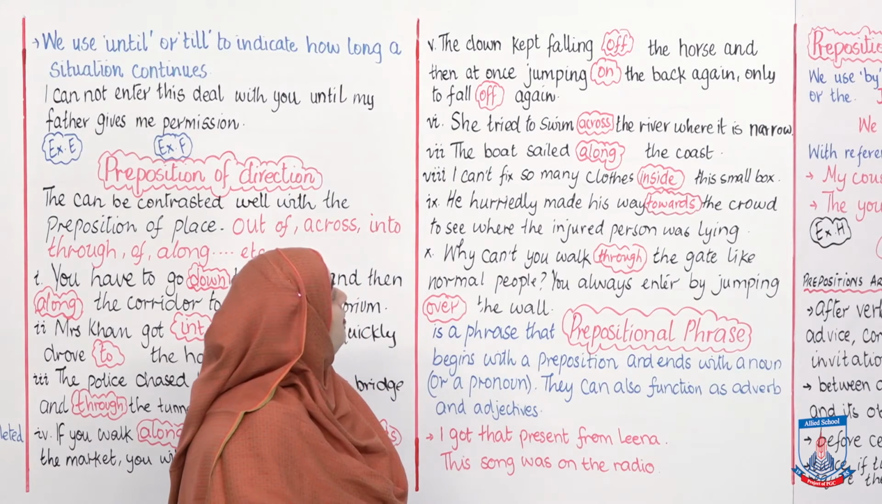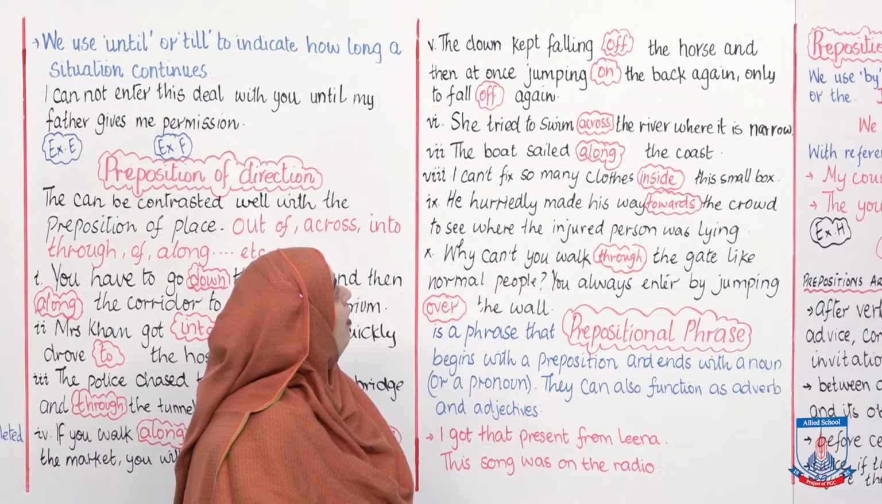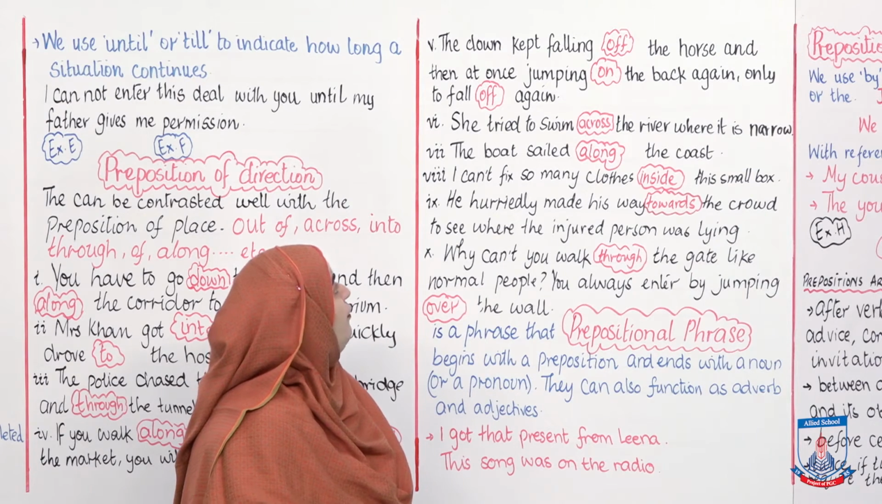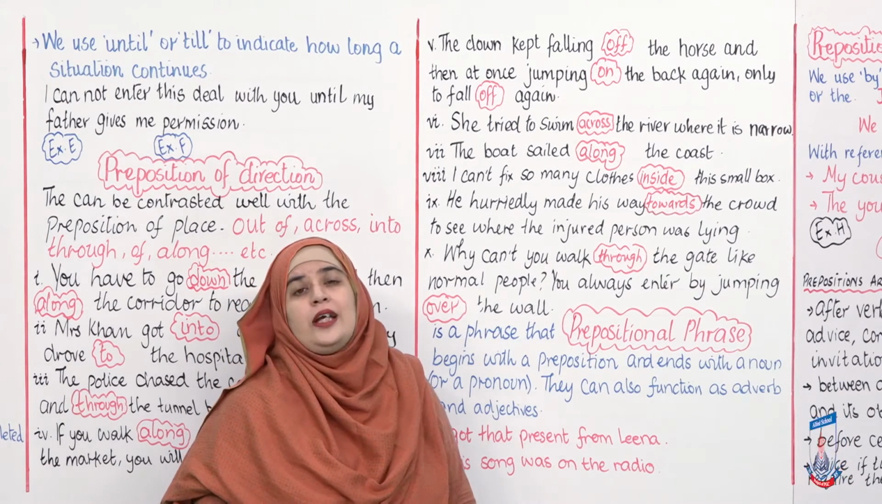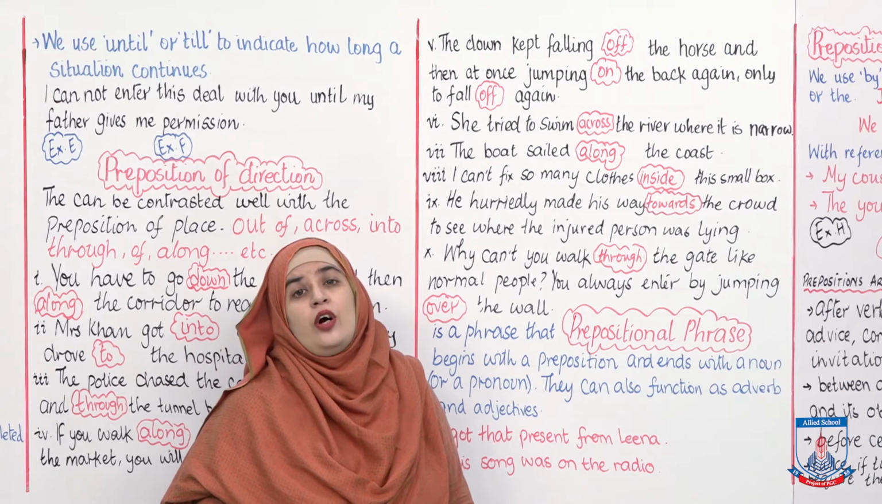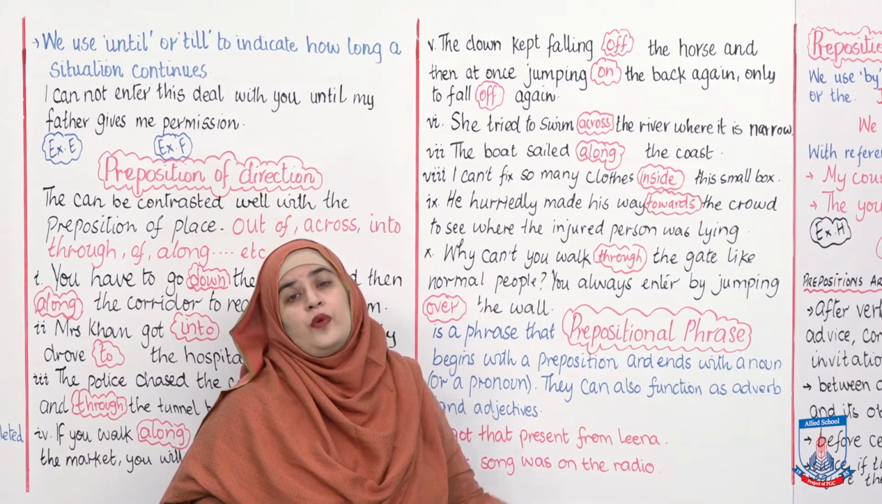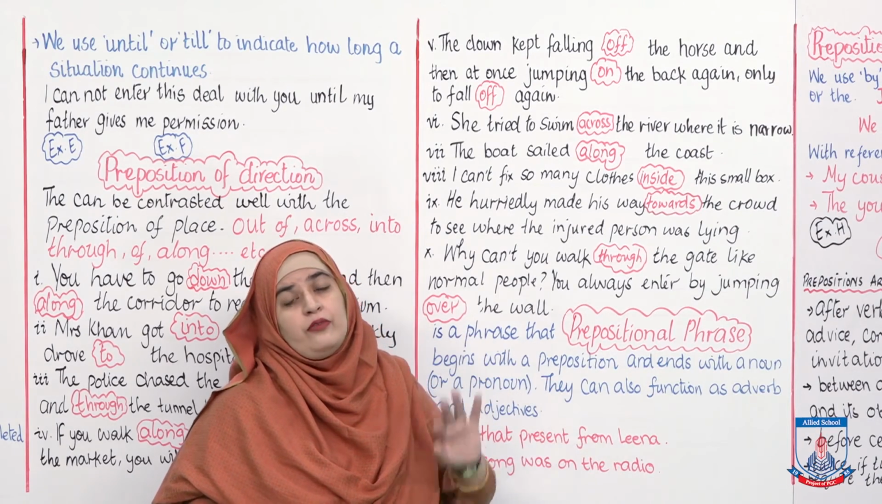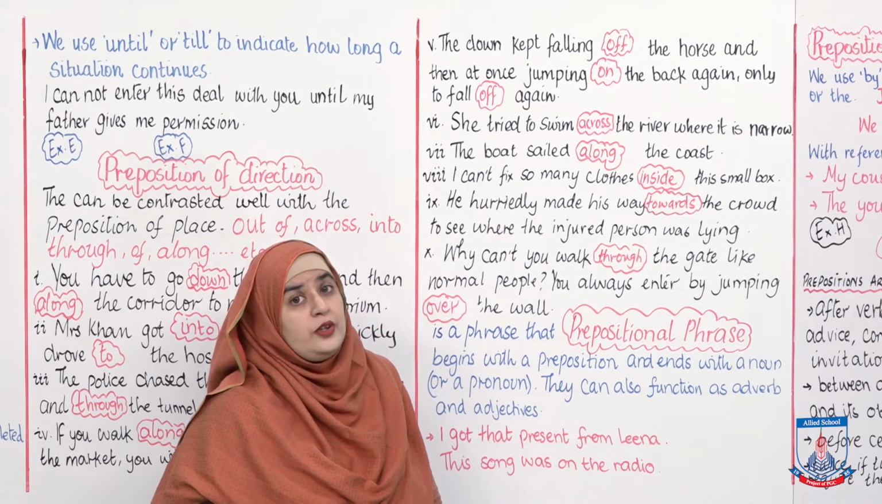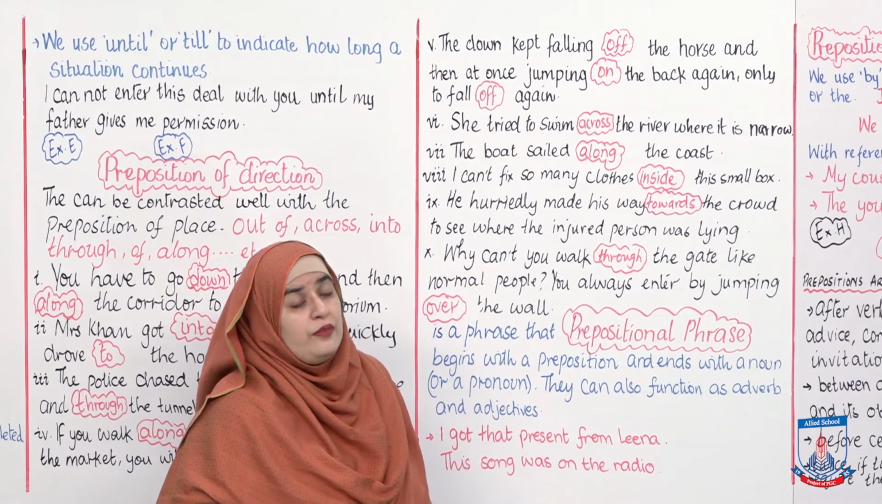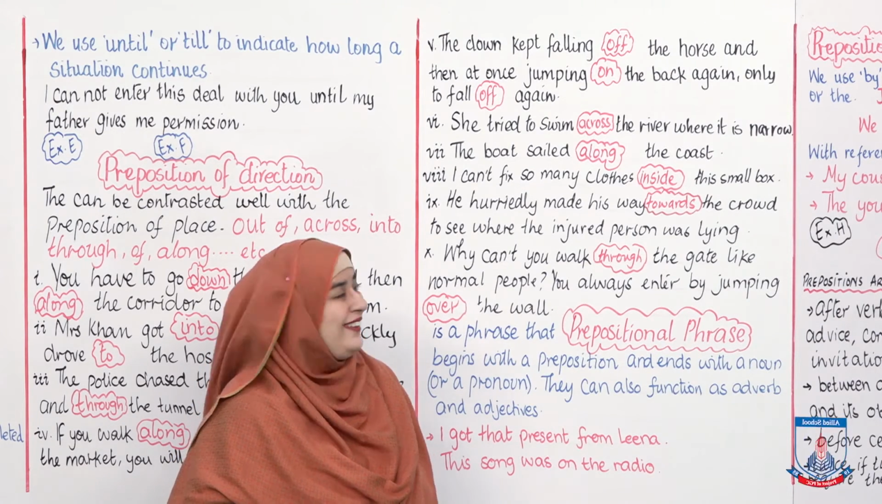The clown kept falling off the horse and then at once jumping on the back again, only to fall off again. Look at this hilarious comical situation created by this clown. He is falling off, climbing on and then falling off. But look at the usage of the prepositions, which is the demand of the day.